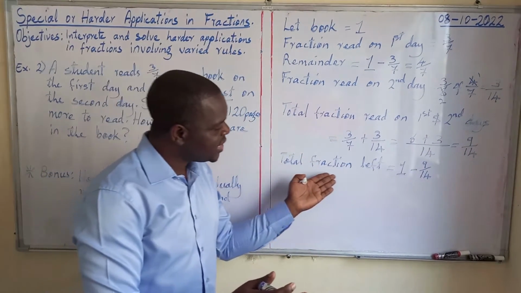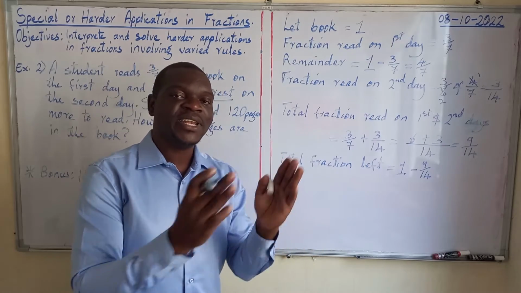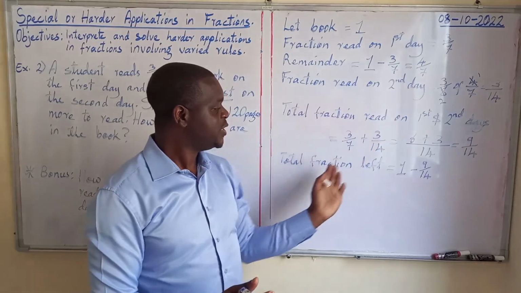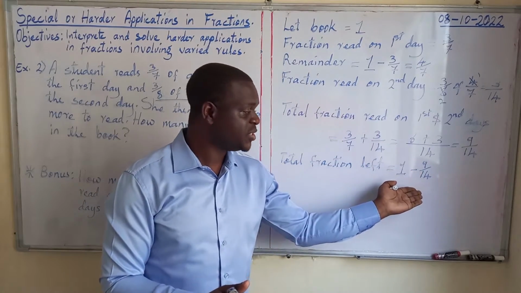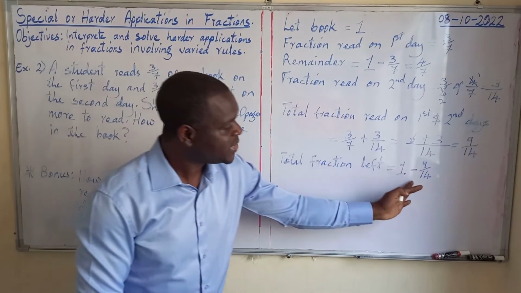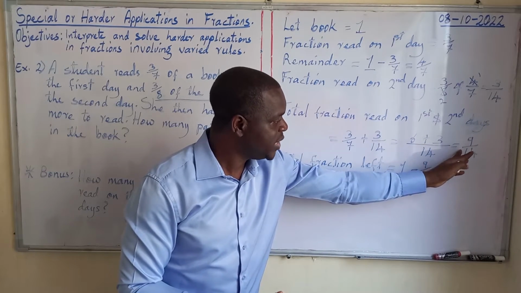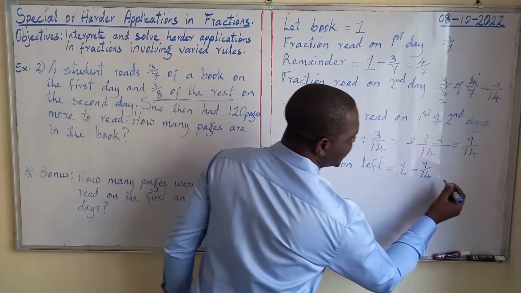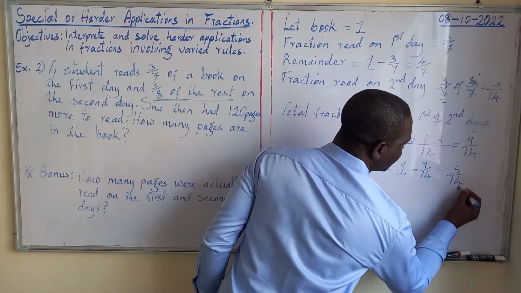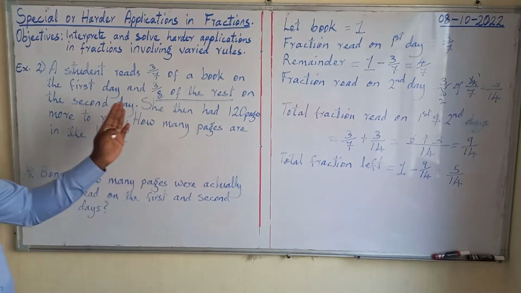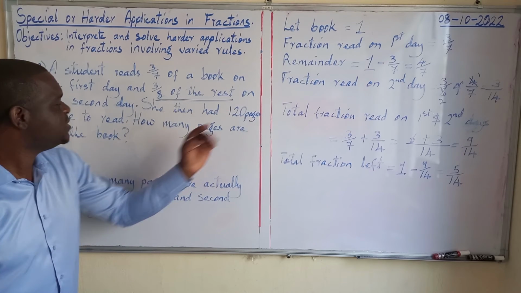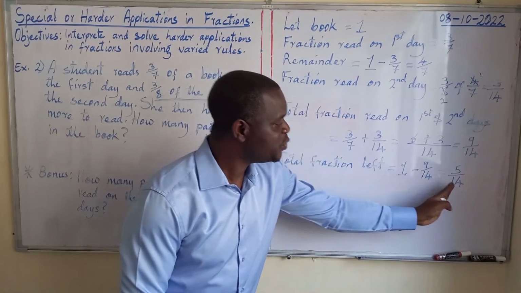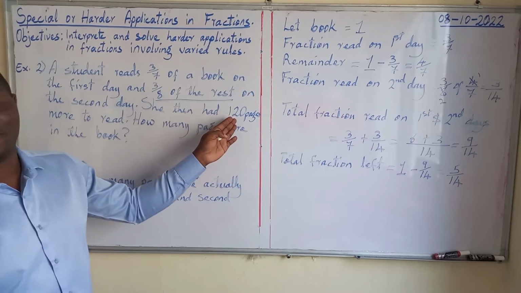Our focus on this statement is to find the fraction left after the 2 days, because here was after 1 day. So now after 2 days, what fraction is left? That is why we are subtracting the total fraction for the 2 days from the whole book, which is 1. And at this level, the answer will be 5/14. Let's go back to the question. It says, she then had 120 pages more to read. And we know that this is the fraction left, which is equal to the total number of pages left.